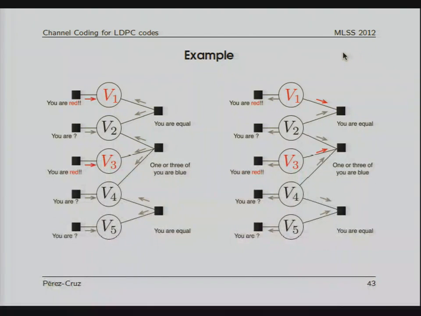And the messages that you're getting from these others initially didn't have any information, so they are telling you you're erased. All of the messages are erased messages. So the first iteration is from factors to variables, and the only thing that we got is these two are telling these two guys that they are not erased. The next thing that we get is from variables to the factors. So this variable and this variable are telling what they know: I know I'm red. And the other three are telling them, I know nothing about myself.